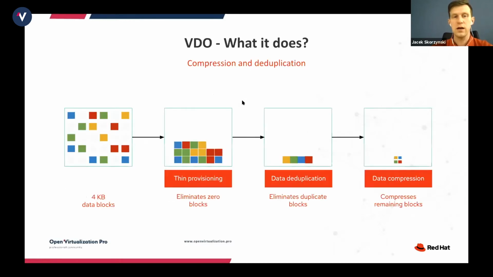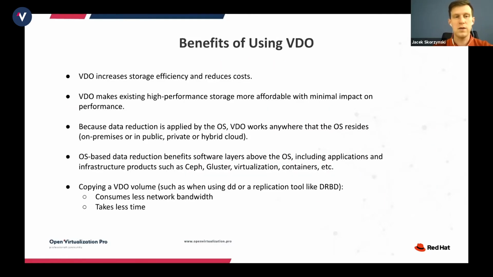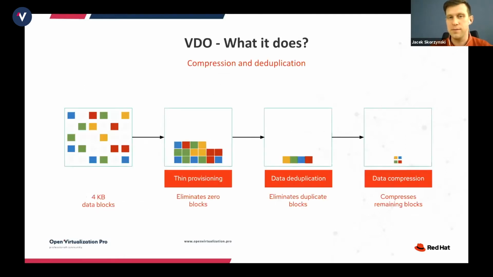And the last thing, let's go back one. Yeah, is the copying of a VDO volume, as it is smaller than the bandwidth which you need to copy your volume. You basically need less bandwidth, which is very good information when it comes to, for example, replication, which we're going to talk about later on. Next slide.